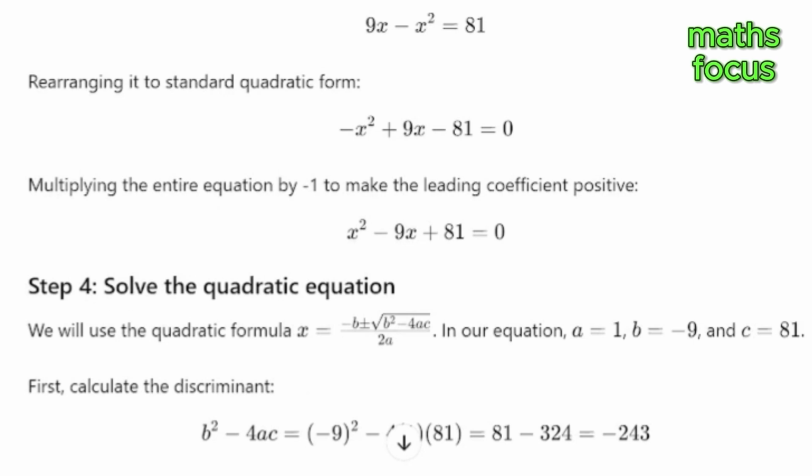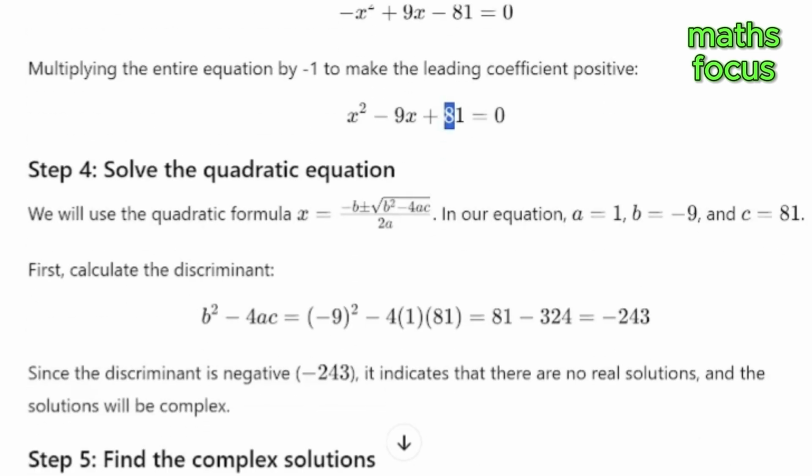Then step 4 is to solve the quadratic equation. We want to solve this using the quadratic general formula, and the quadratic general formula is given as x is equal to minus b plus or minus square root of b squared minus 4ac, divided by 2a. In our equation, a is equal to 1, b is equal to minus 9, and then c is equal to 81, which is the constant there.